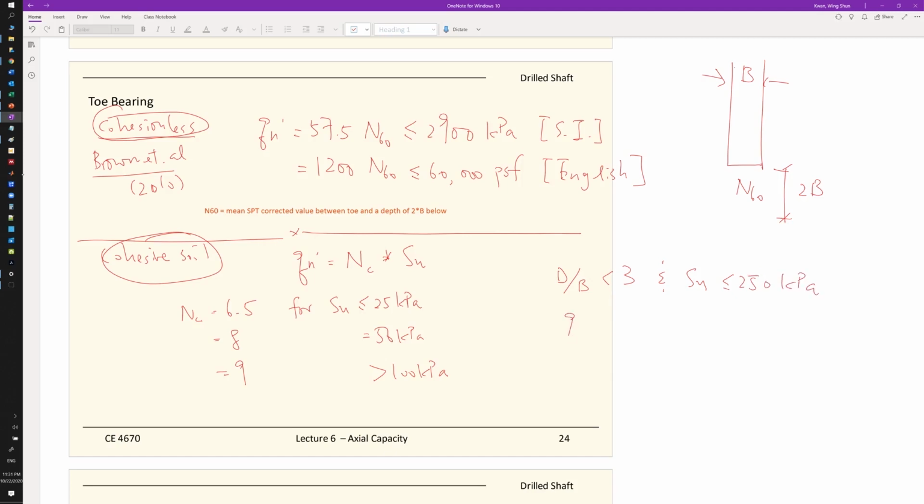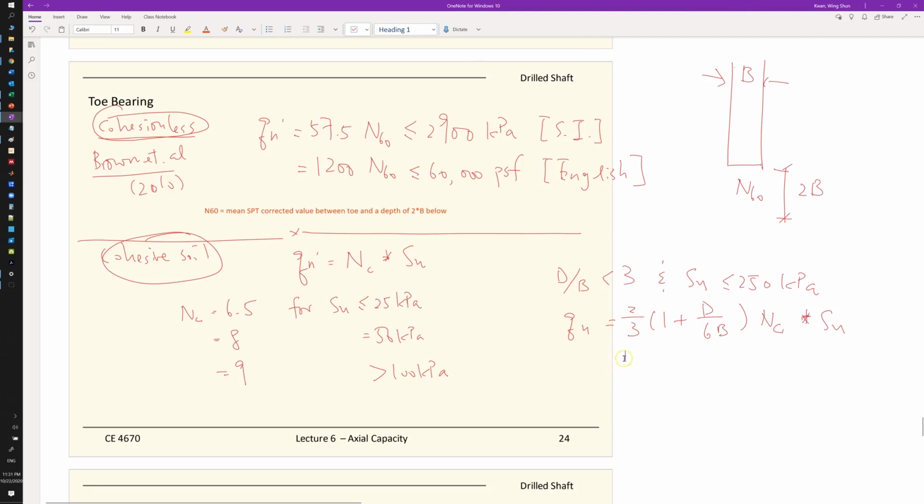Then your Q sub U will be equal to this equation: 2/3 times (1 plus the depth of the foundation divided by 6 times the width), times N sub C times the undrained shear strength. N sub C will be equal to 9. And this undrained shear strength will be equal to the average.